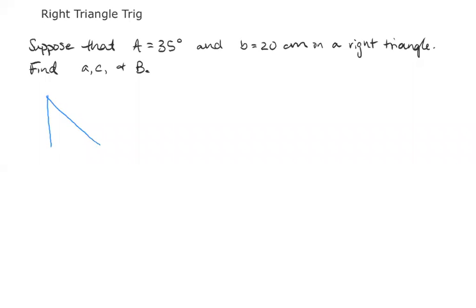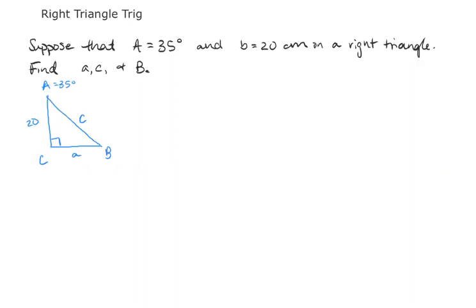So let's draw a right triangle. I'm going to label this ABC. C is usually your right angle in a right triangle. So I have that A is 35 degrees and side B is 20 centimeters. So that's going to be across from the angle B. So I want to know what side A is, what side C is, and what angle B is.